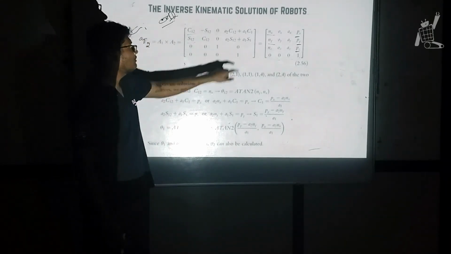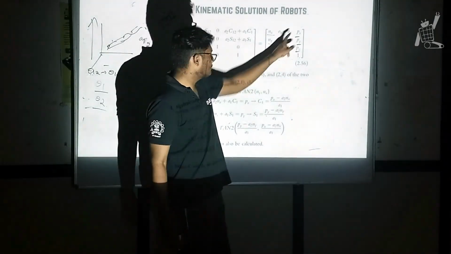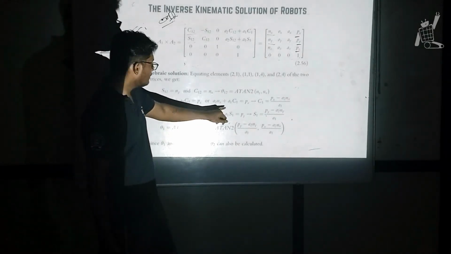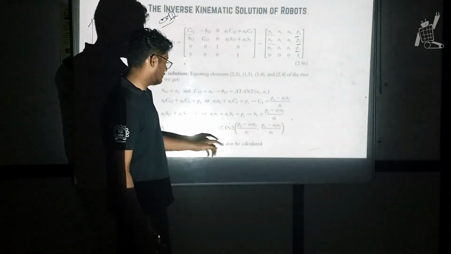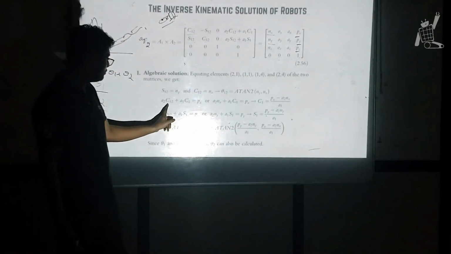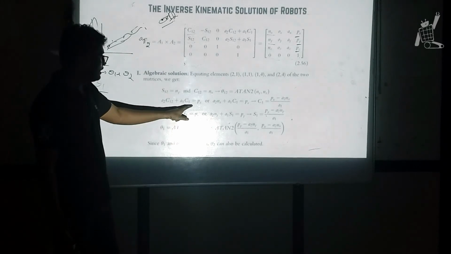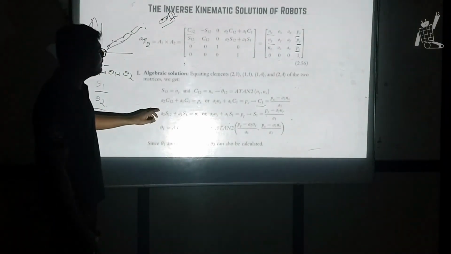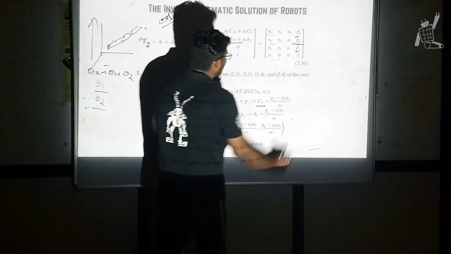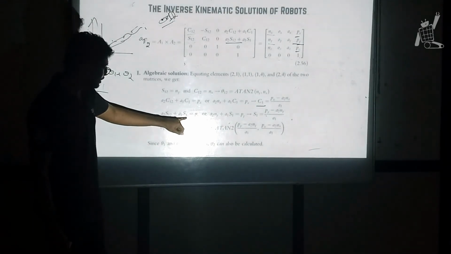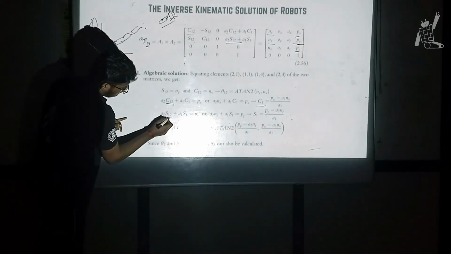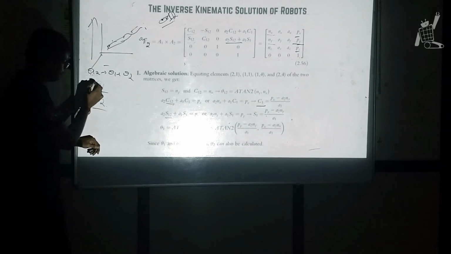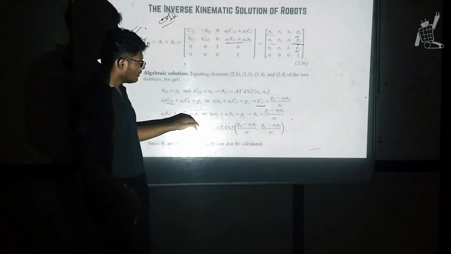this is a2 c12 plus a1 c1. I can equate that with px. From there, I can write cos theta1 is equal to px minus a2 c12 divided by a1. Similarly, I can equate this thing with py, and from there also I can write what is s1. Since I know theta12, you can directly substitute and find the value.